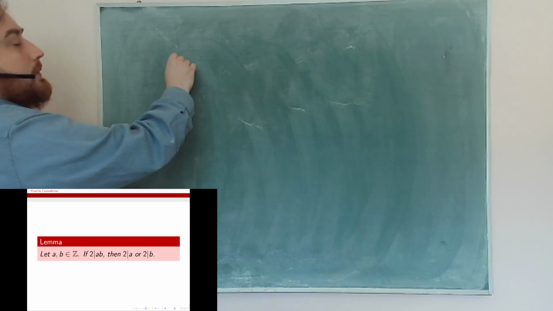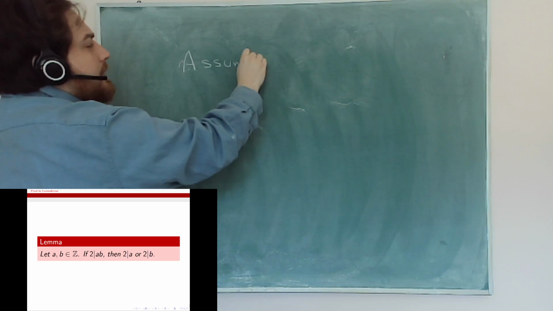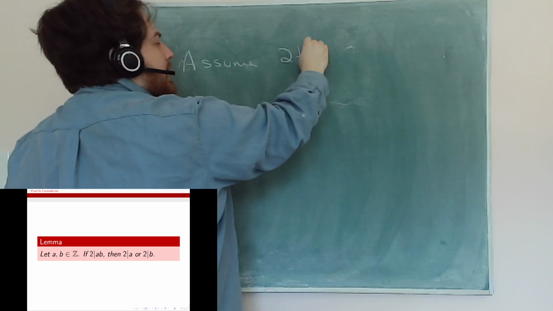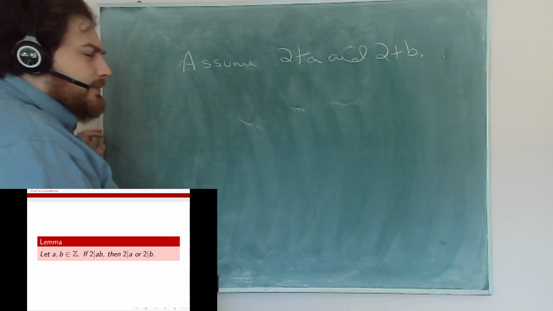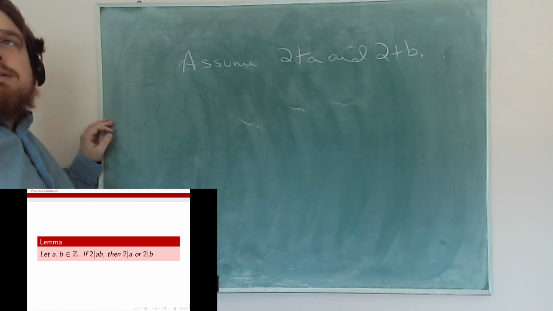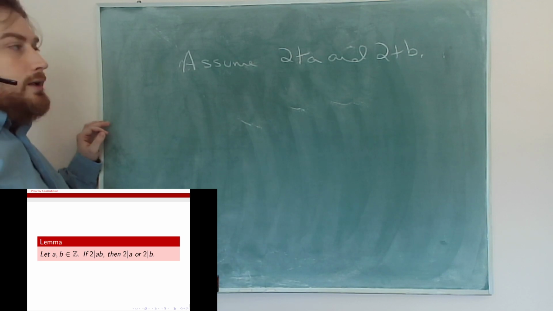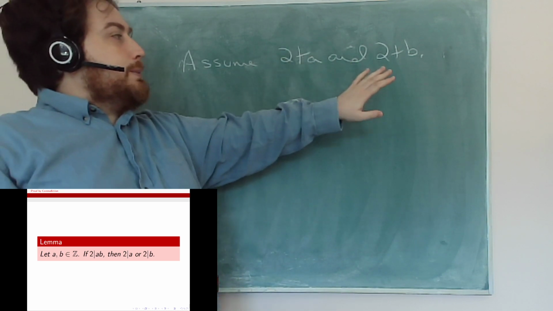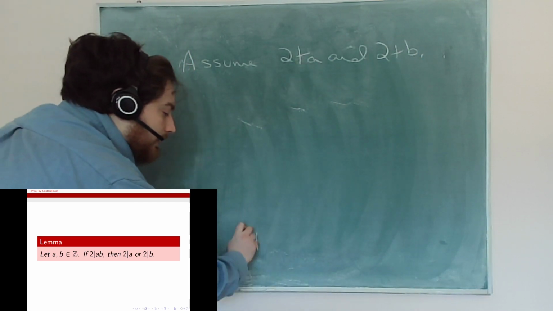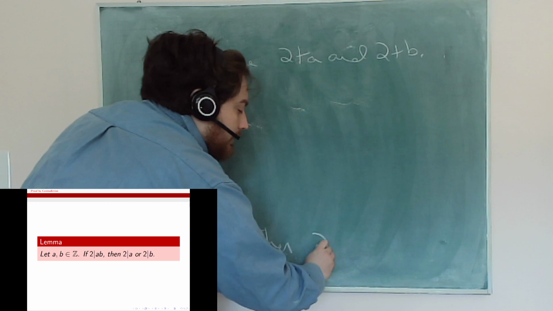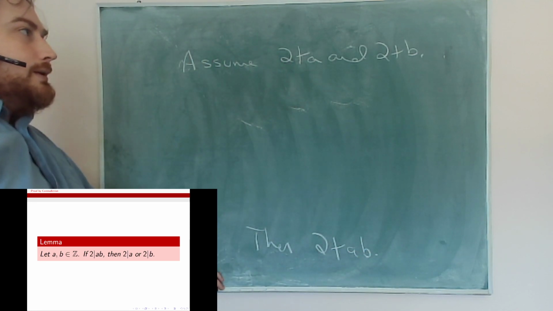And so if I do the contrapositive, my assumption is going to be: assume that 2 does not divide A and 2 does not divide B. So the negation of an or is an and. I negate both statements because I'm negating the then. So instead of 2 divides A or 2 divides B, we get 2 does not divide A and 2 does not divide B. And what we have to show is that 2 does not divide A times B.